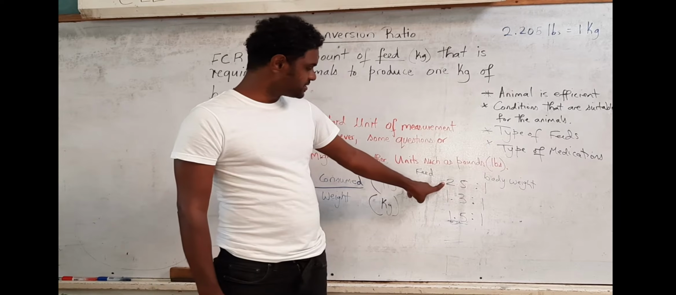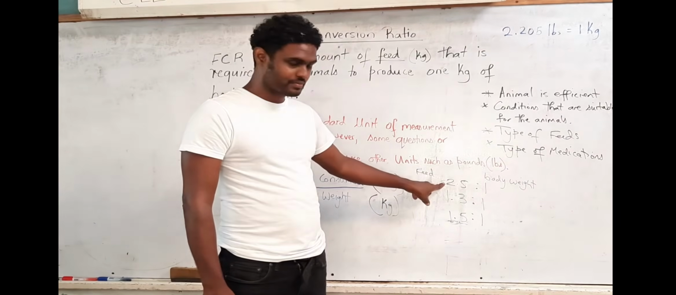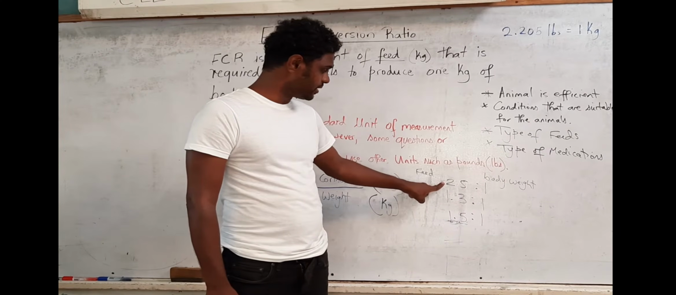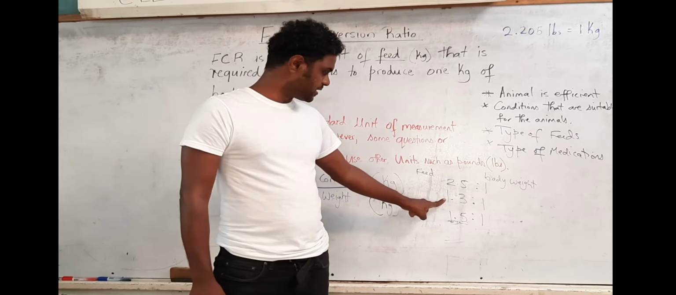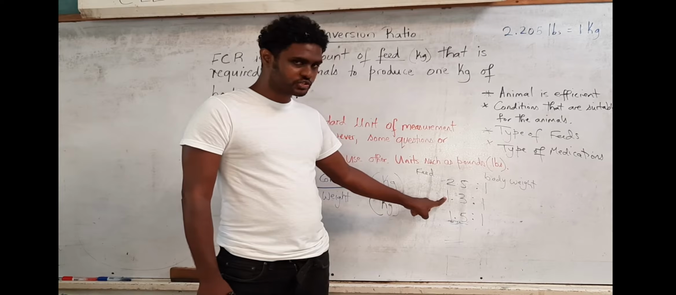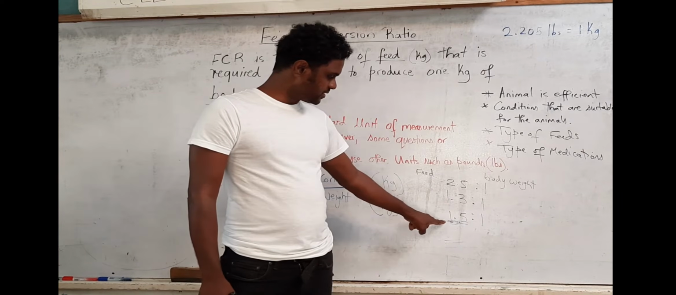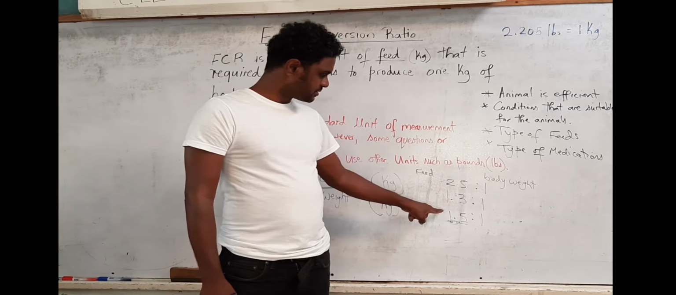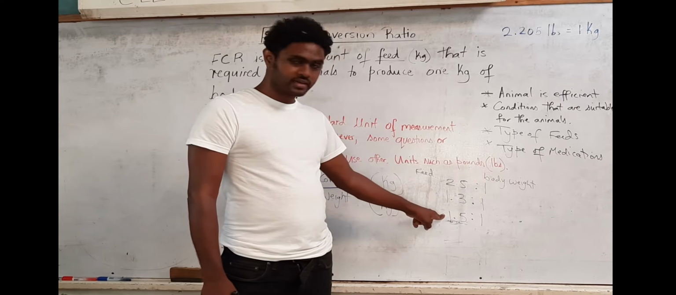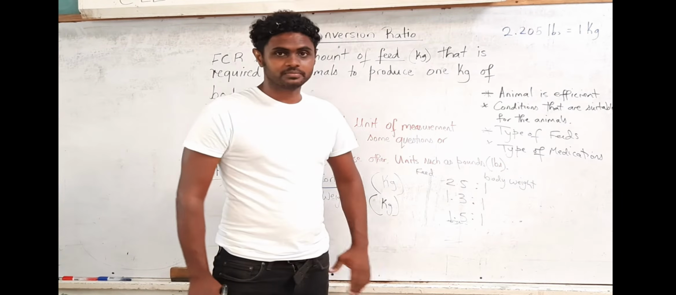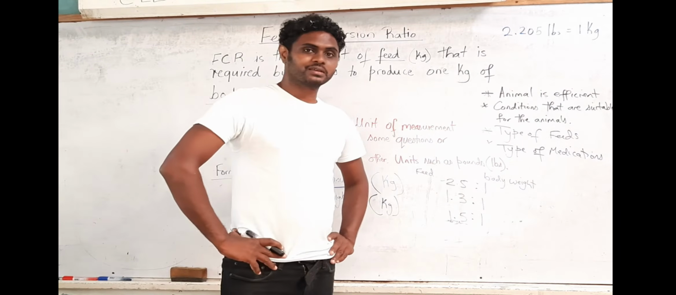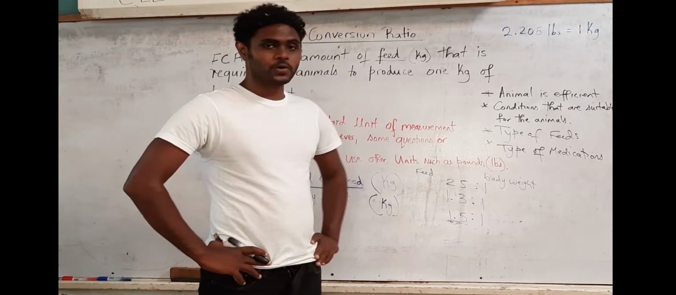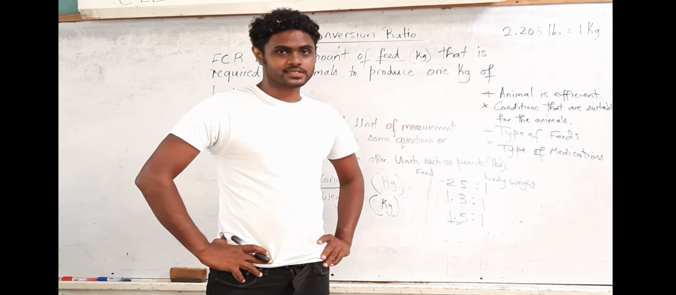So there the animal is eating a lot of feed to produce that 1 kg compared to this animal. This ratio is still higher than this, but this one is higher than this one, higher than both of them. Alright guys, I want you to keep in touch still. We're going to look at some questions.